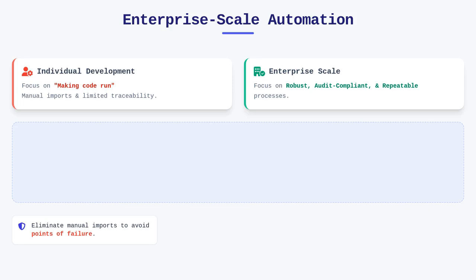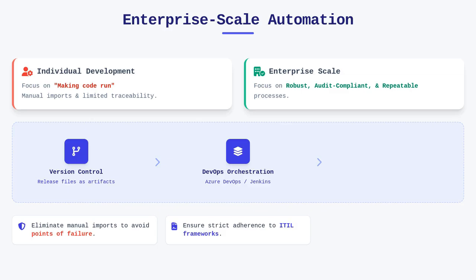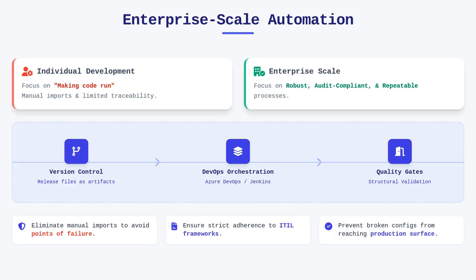Relying on manual imports is often a significant point of failure because it lacks the necessary traceability required by ITIL frameworks and compliance auditors. Instead, you need to treat every Blue Prism release file as a version-controlled artifact that sits within your continuous integration pipeline. This means that once a process is tested in a lower environment, the package should be promoted through a series of gates rather than manually moved by a developer. These gates serve as the structural validation checks that prevent broken configurations from ever reaching the production surface.